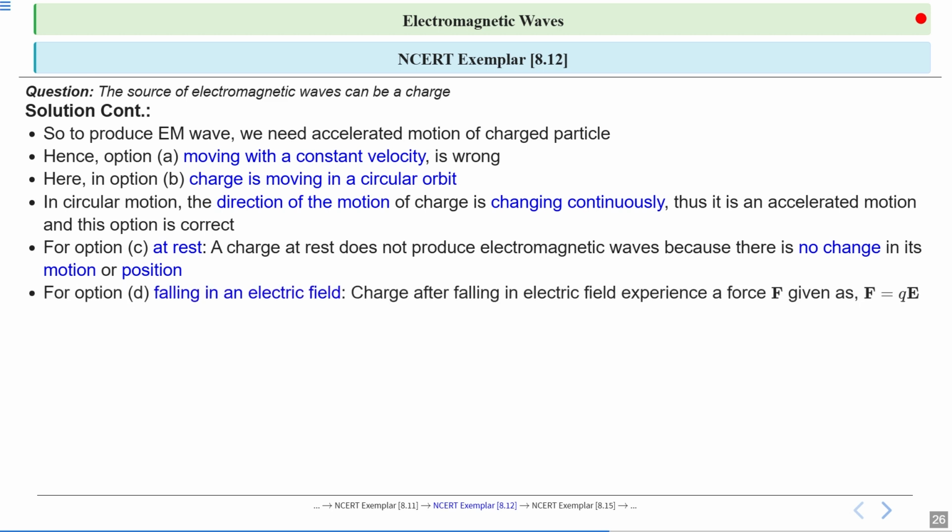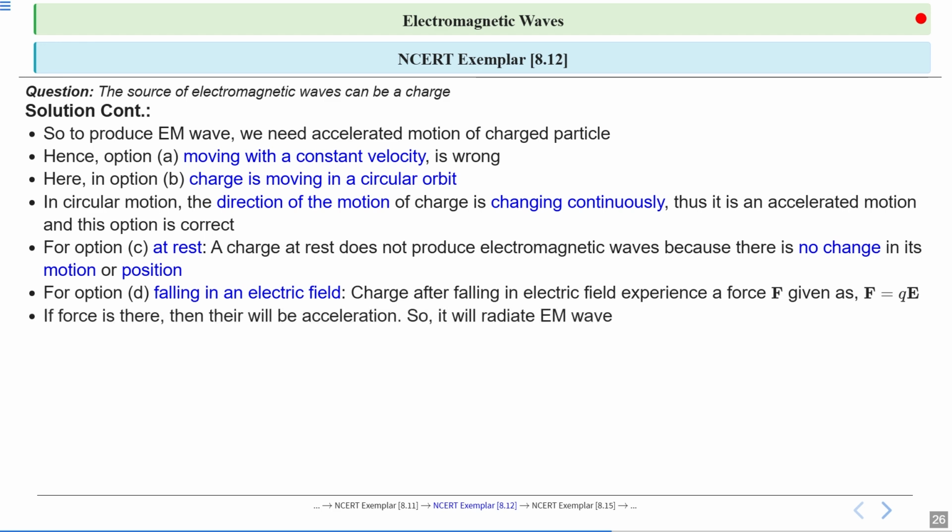Option D, falling in an electric field. A charge falling in an electric field experiences a force. If we place any charge in an electric field, due to that electric field, the charge will experience a force equal to Q into E. We have discussed this in electrostatics. Thus, the force experienced by a charge placed in an electric field is F equal to Q into E, where Q is the magnitude of charge and E is the electric field.